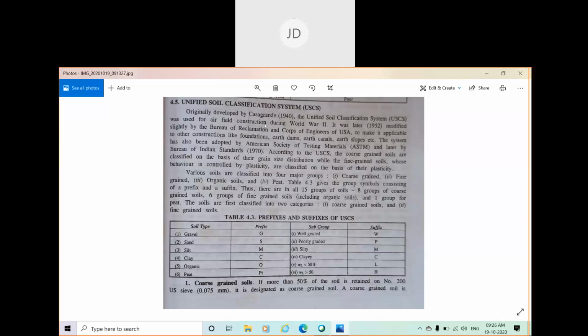Okay, so here you can see the title is given: the Unified Soil Classification System. It is written here. It was originally developed by Casagrande. Casagrande also derived the liquid limit of soil. I think you already heard the term Casagrande apparatus, to determine the liquid limit of soil. That was also proposed by Casagrande. Even the Unified Soil Classification System, in short USCS, was developed by Casagrande in 1940.